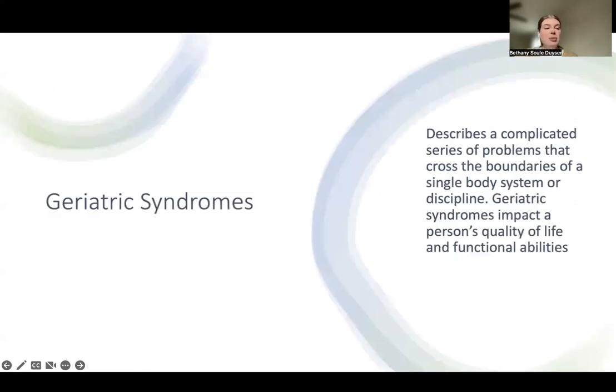In the next couple slides here, we're just going to go through the geriatric syndromes quickly, and you'll notice that a lot of our case studies address some of these geriatric syndromes. So this isn't the last time you might hear about some of these. But just a quick definition, geriatric syndromes is a term that describes a complicated series of problems that cross the boundaries of any single body system or discipline. Geriatric syndromes impact someone's quality of life as well as their functional abilities.